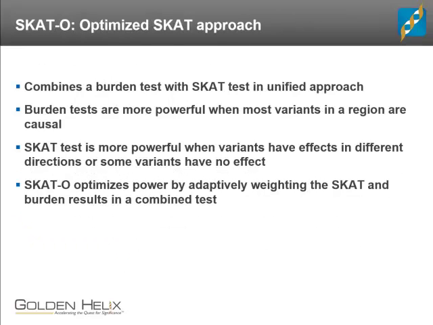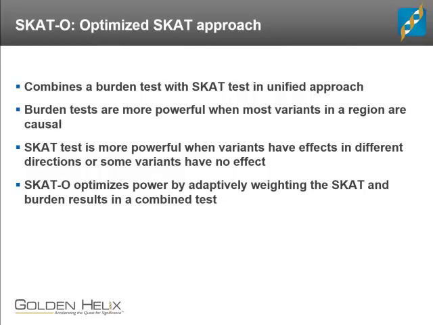SCATO is an optimized SCAT approach which is intended to combine the SCAT test together with a burden testing model in a unified approach. So it adaptively determines how much to weight the burden test versus how much to weight the SCAT test to give the optimum result at a gene-by-gene level.